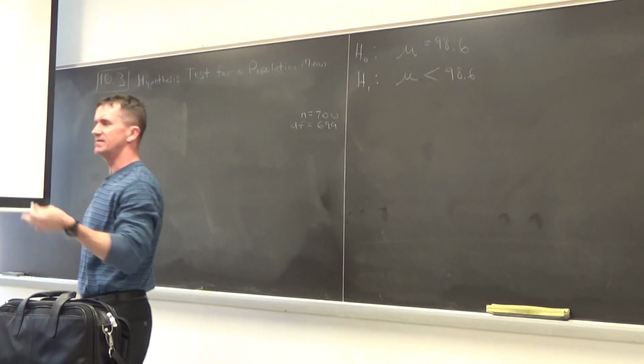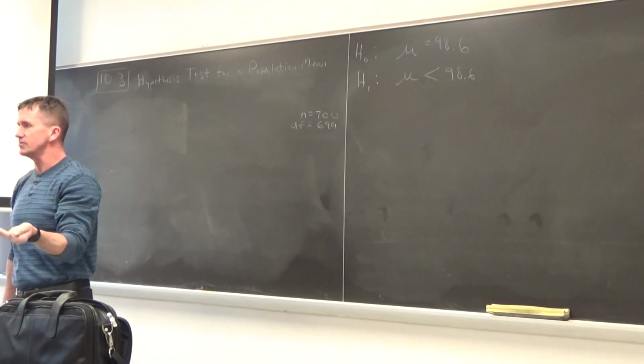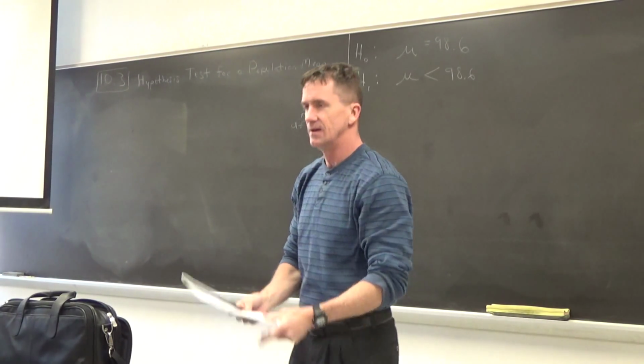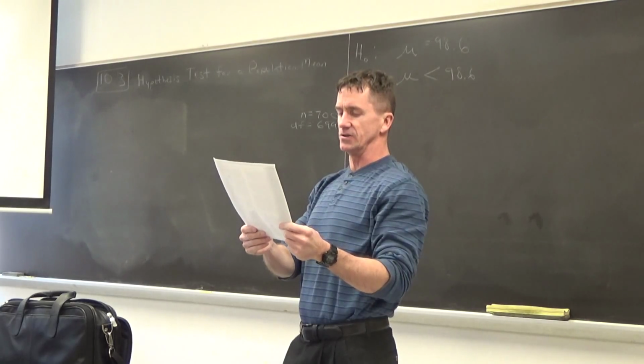And don't worry if you didn't know that. It takes a while sometimes. df is always equal to sample size minus 1. All right, what's next? What else did they get from these 700 humans?